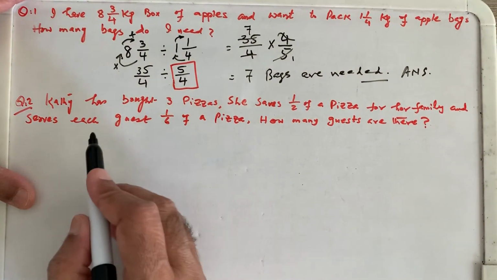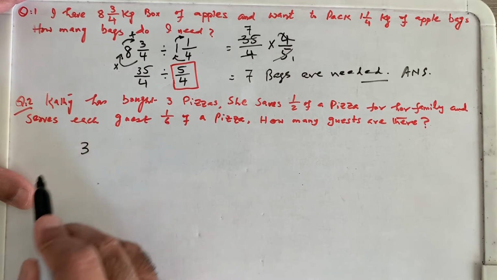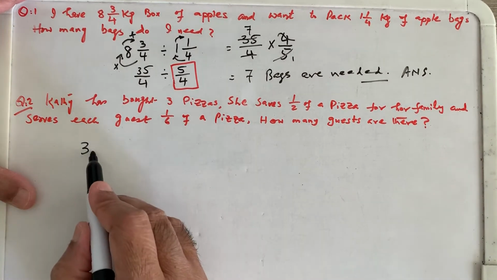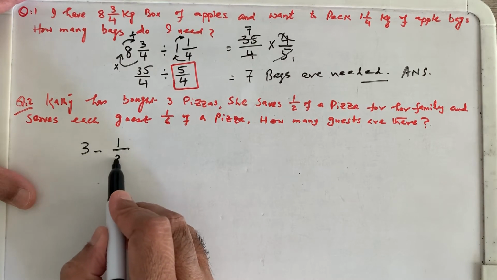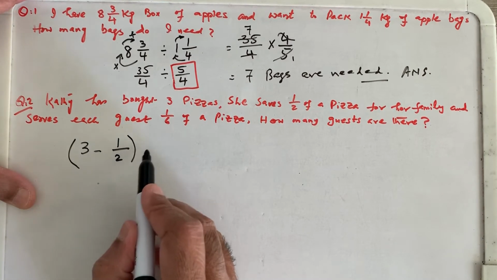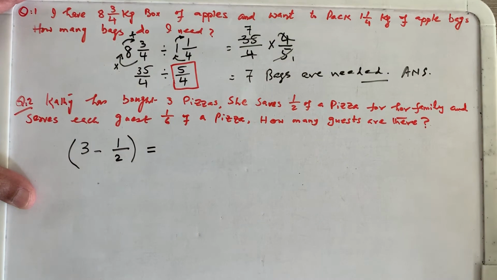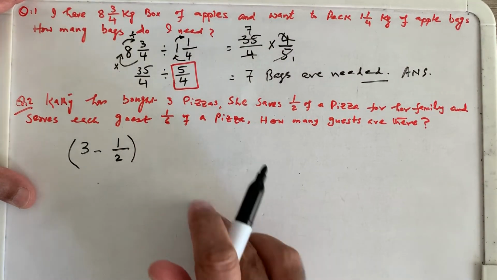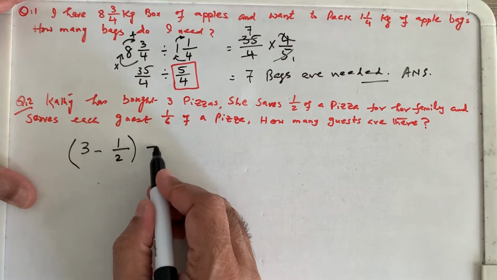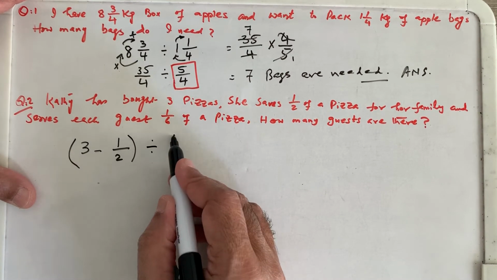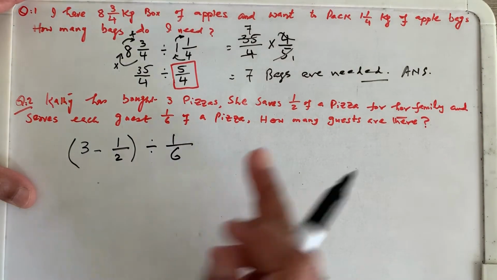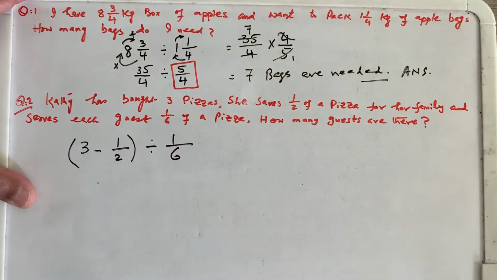Again, first of all, we have to subtract because Kathy has bought 3 pizzas, right? So out of 3, she saves half a pizza for her family. So that means how much pizza is she going to divide between the guests? 1 by 6th of a pizza to each guest. So I have to subtract first the half pizza because she's saving it.